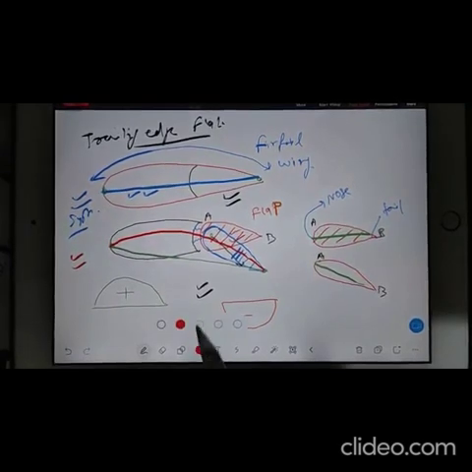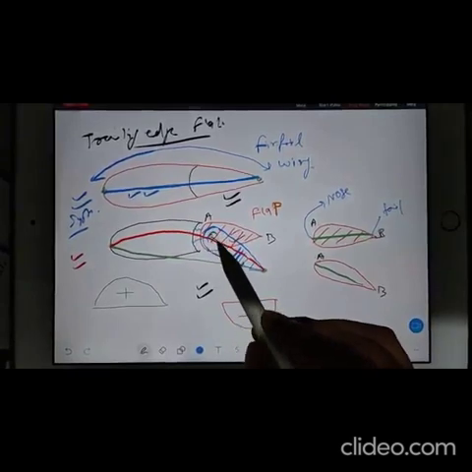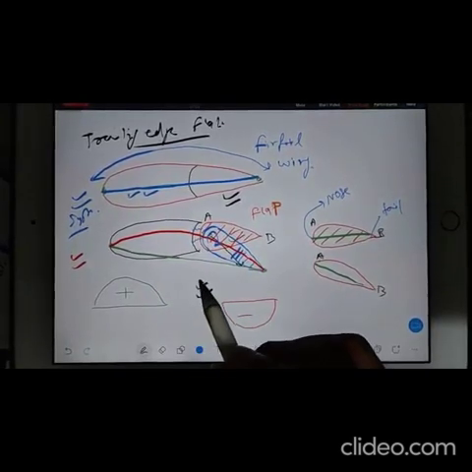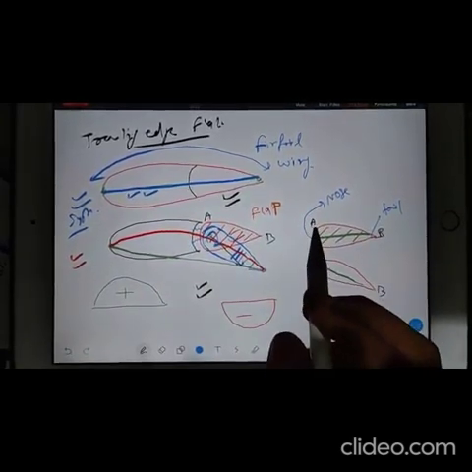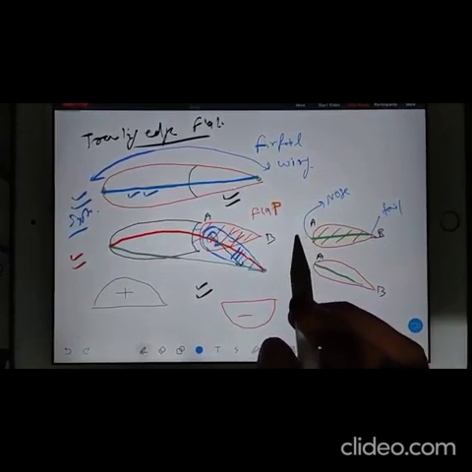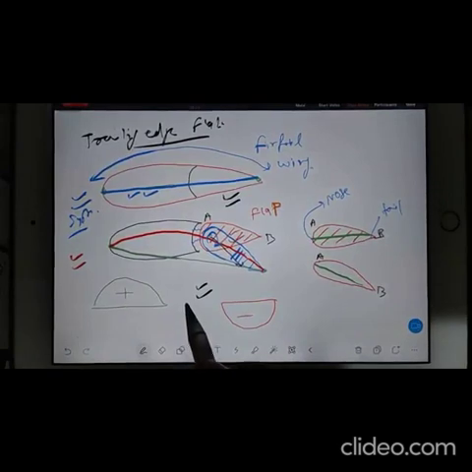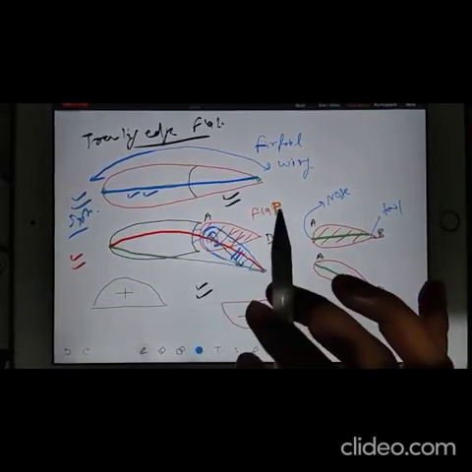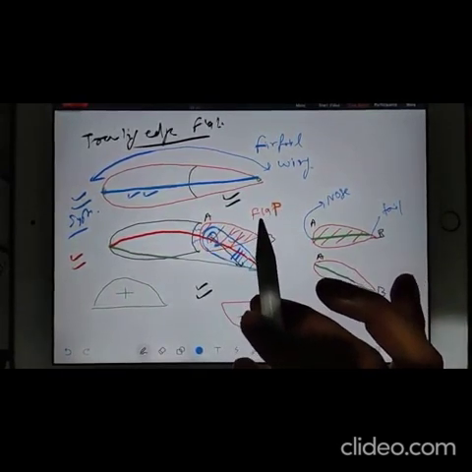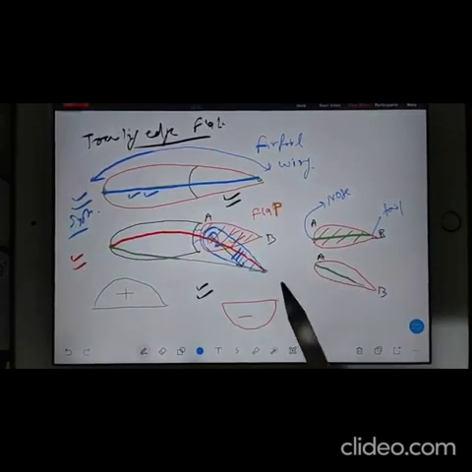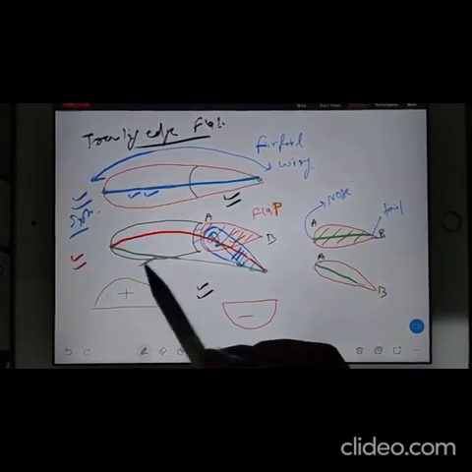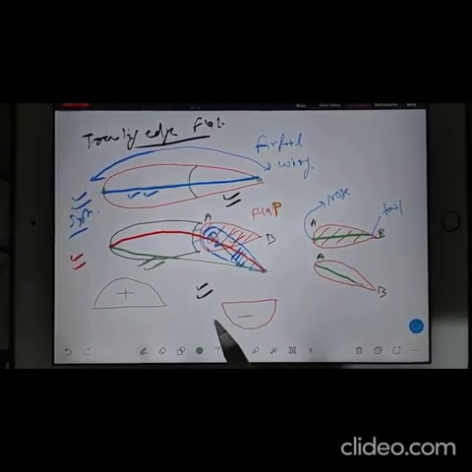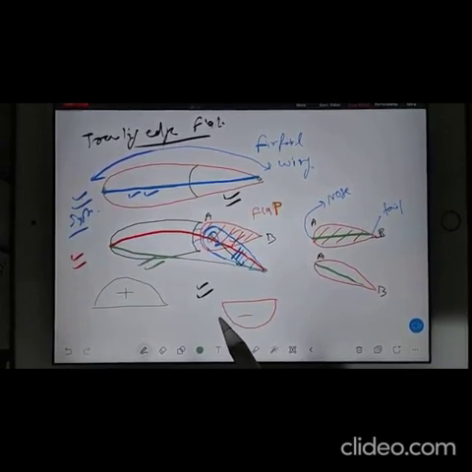Okay, so the flap is rotating with respect to the hinge point. When I teach you stability, we will have to discuss the hinge moment also, like how much hinge moment is there. Whenever we are changing the flap, mainly what are we doing? We are playing with the camber. We are changing the shape of the airfoil.